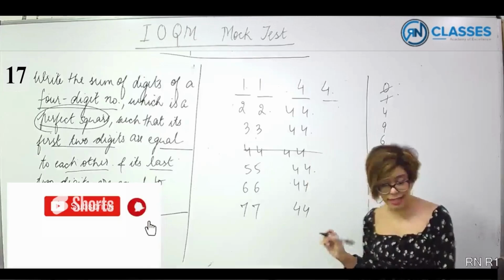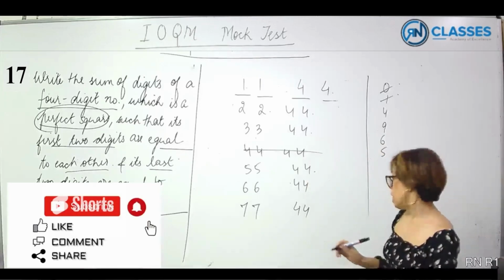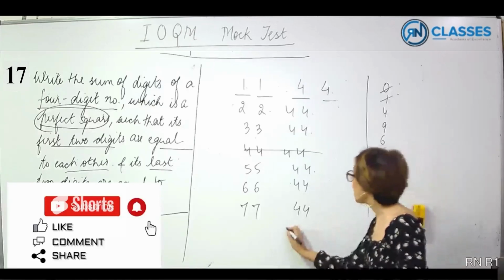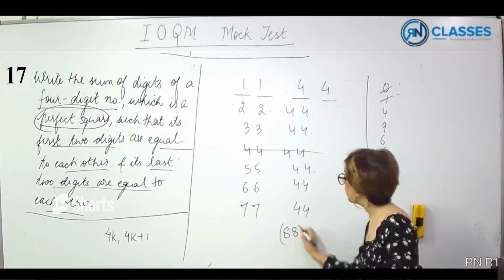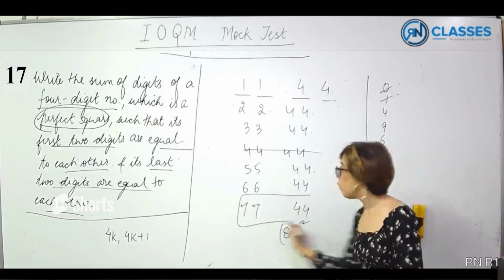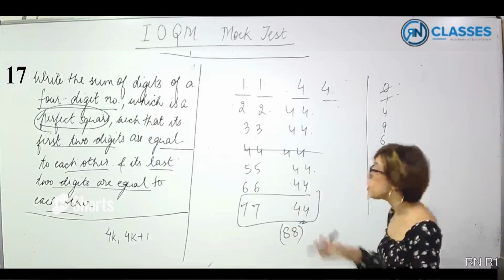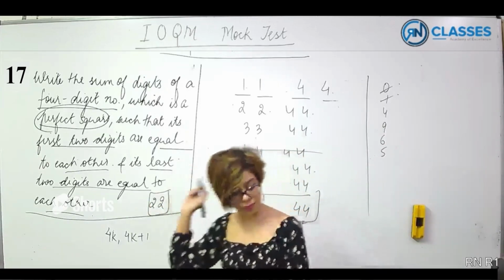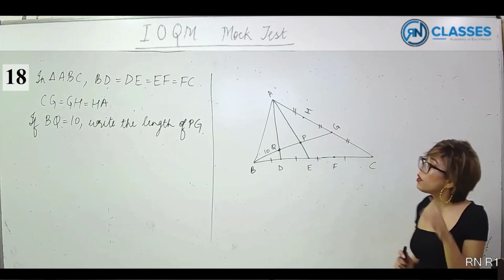You will realize that this is nothing but 11 into 8, 88 whole square. Right? So that means this is the required number. He says write sum of digits. Sum of digits will obviously be 22. Alright, on to the next one.